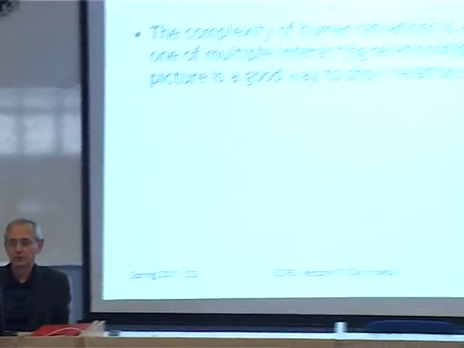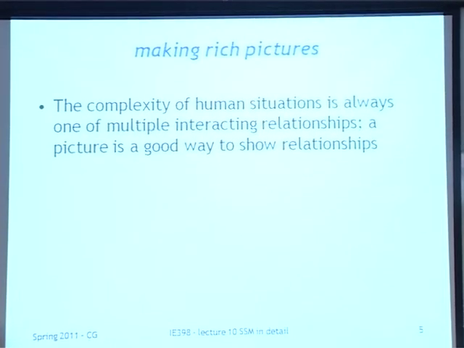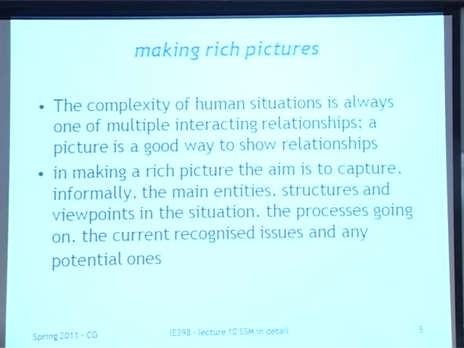So, making rich pictures. The complexity of human situations is always one of multiple interacting relationships. A picture is a good way to show these relationships. The aim is to capture informally the main entities. The main entities are the people, the machinery, the issues, the relationships, the inventory stocks, everything. All the entities should be represented on the picture.